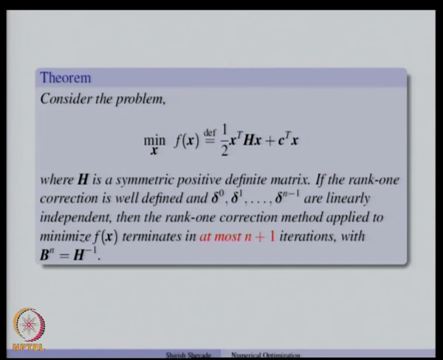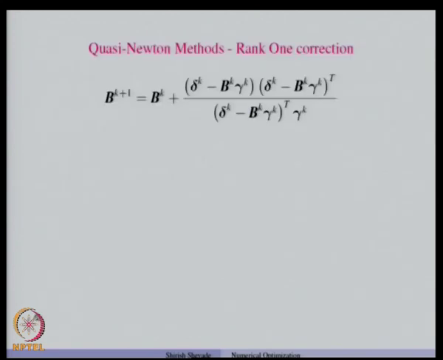So, this is a good thing about the symmetric rank 1 correction, that the hereditary property holds, and if these are ensured to be linearly independent, then the algorithm requires at the most n plus 1 iterations, and not only that, if the algorithm does require n plus 1 iterations, then at the end of nth iteration, we have Bn to be H inverse. So, this is a very simple way of updating the matrix Bk to get Bk plus 1, and this is what we saw earlier.